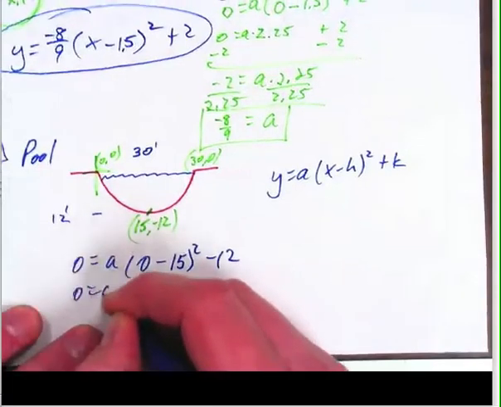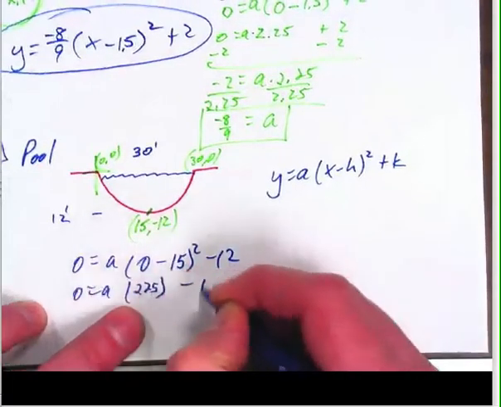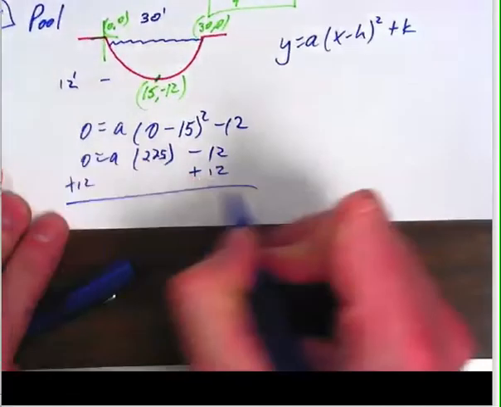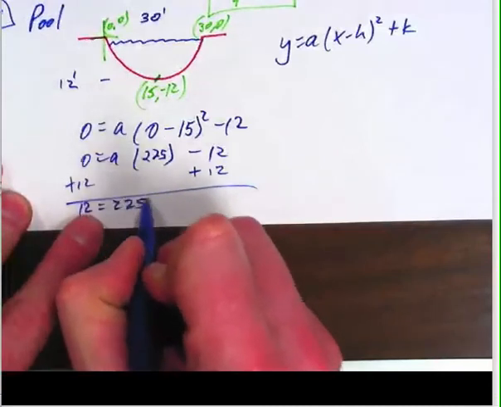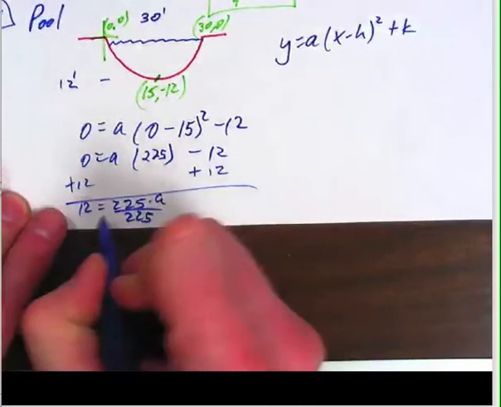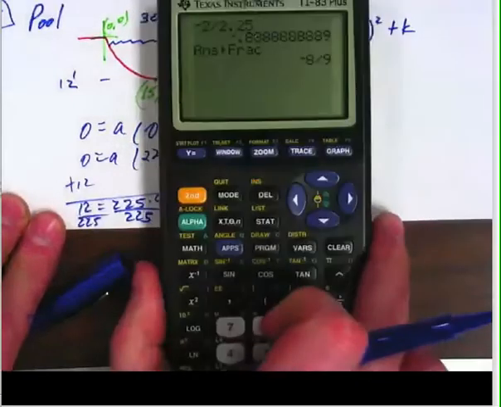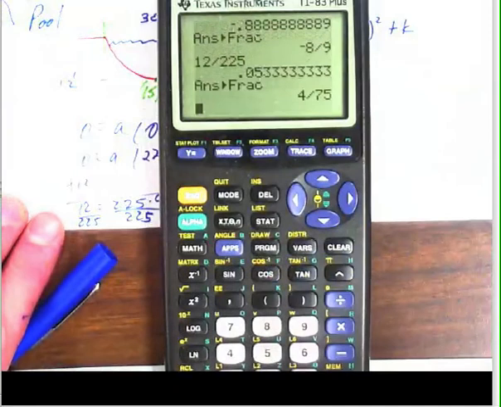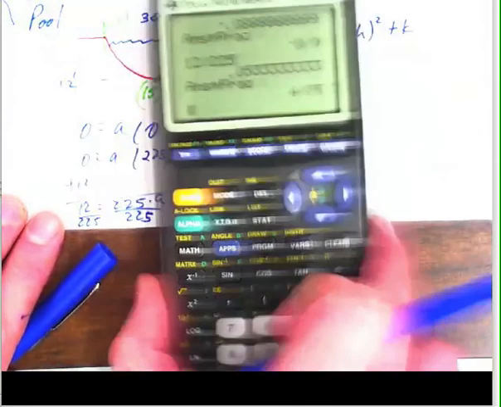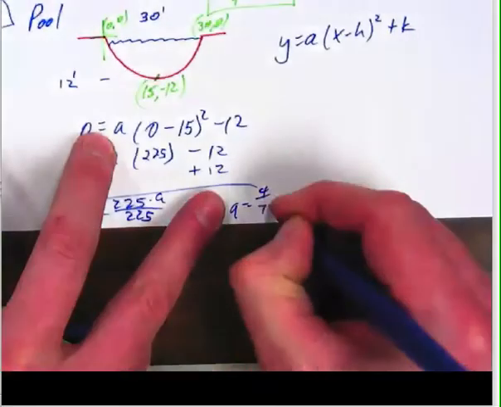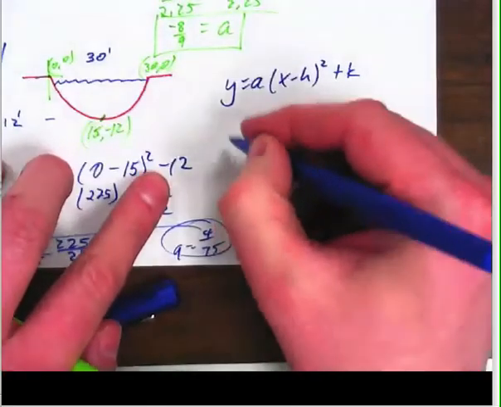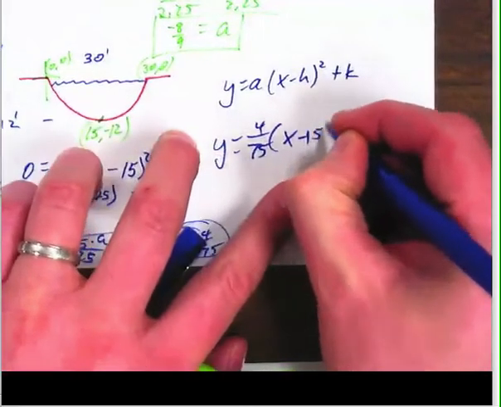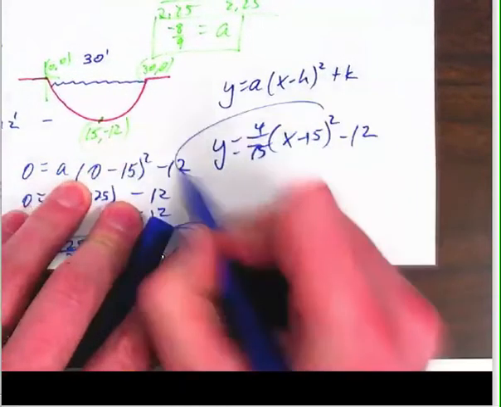And then 0 equals a times 225 minus 12. So I'm going to add 12 to both sides, and I get 12 equals 225 times a. Divide by 225, and it's 12/225. Now if I put that in my calculator, and I go 12 divided by 225, I get this number. Go math, enter, enter, it's 4 out of 75. So 4/75 is my a value, and so my equation fully would be y equals 4/75 times (x minus 15) squared minus 12.